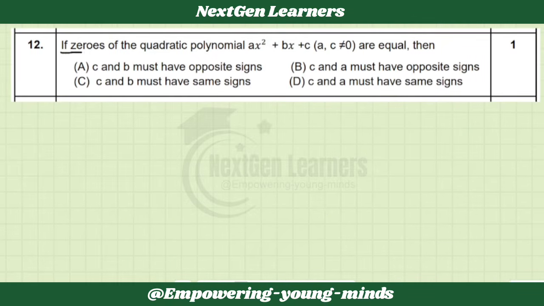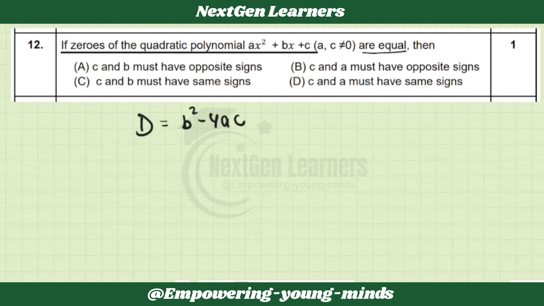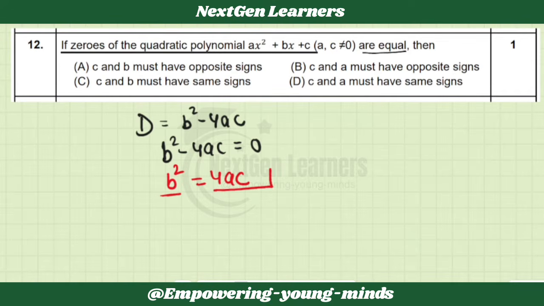If the zeros of the quadratic polynomial ax square plus bx plus c, where a and c not equal to 0, are equal. If the zeros of a quadratic polynomial are equal, then we know discriminant D is given as b square minus 4ac, and if the zeros are equal, then b square minus 4ac should be equal to 0. So b square should be equal to 4ac. As we know, b square cannot be negative. If b square cannot be negative, then 4ac should not be negative as well.